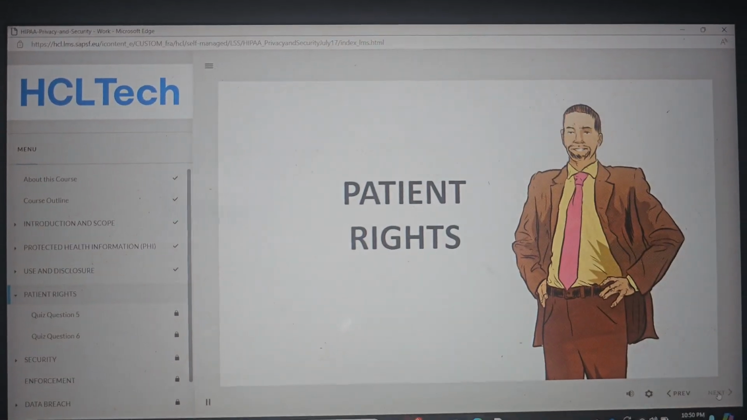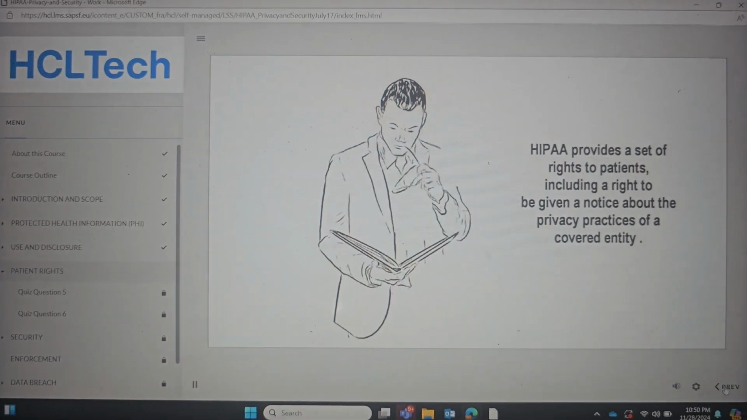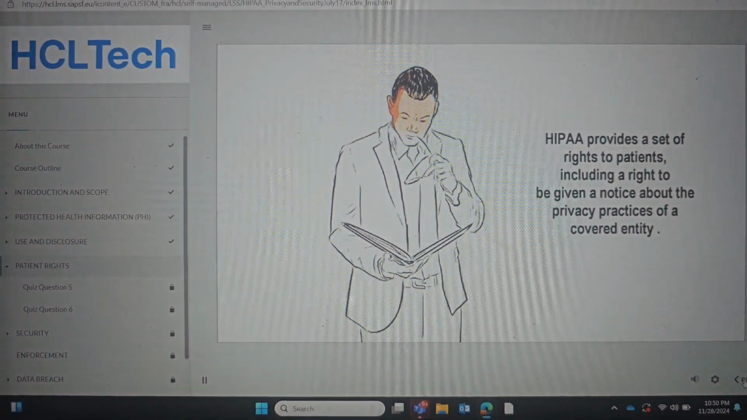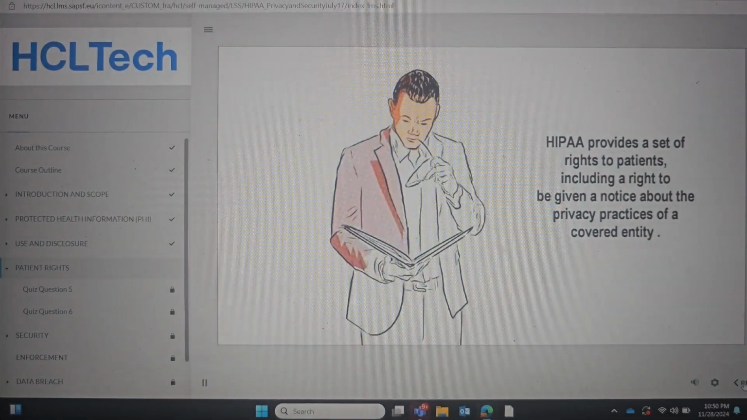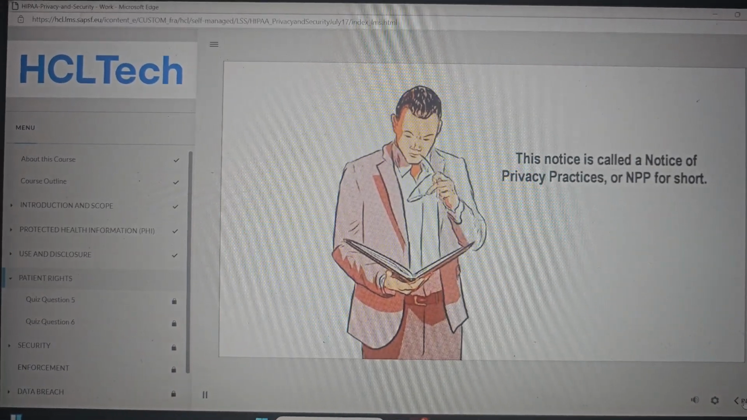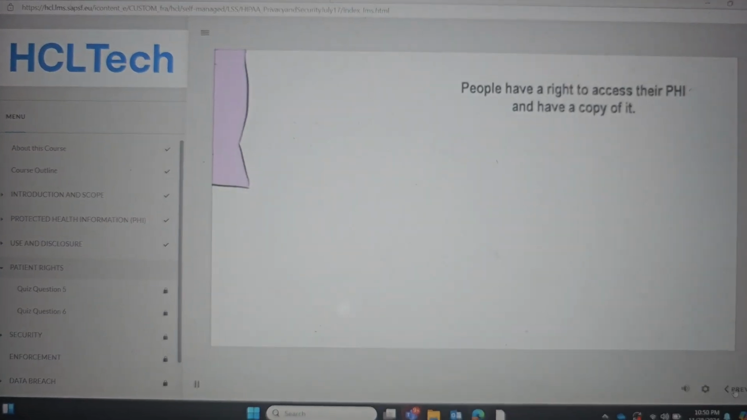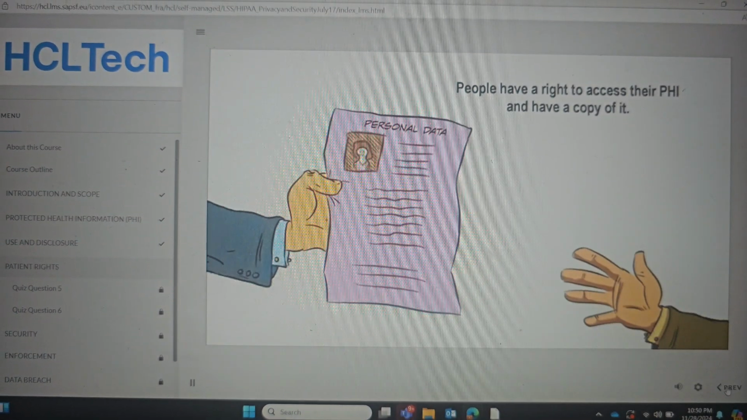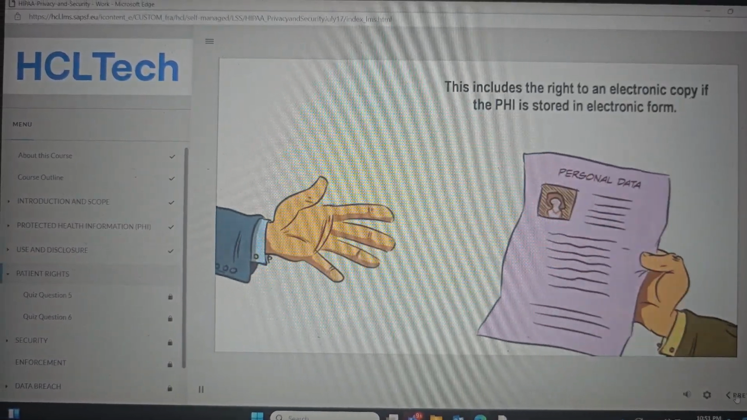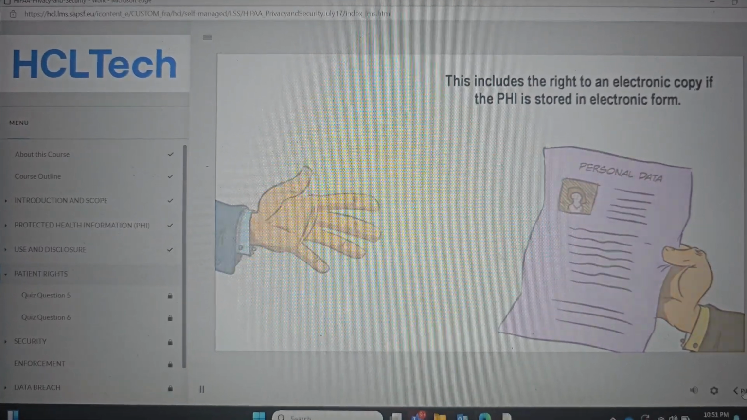Patient rights. HIPAA provides a set of rights to patients, including a right to be given a notice about the privacy practices of a covered entity. This notice is called a Notice of Privacy Practices, or NPP for short. People have a right to access their PHI and have a copy of it. This includes the right to an electronic copy if the PHI is stored in electronic form.